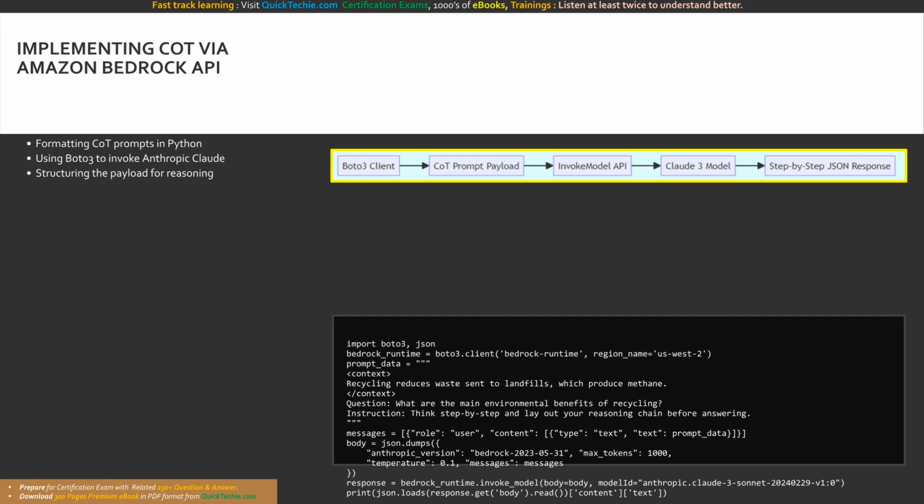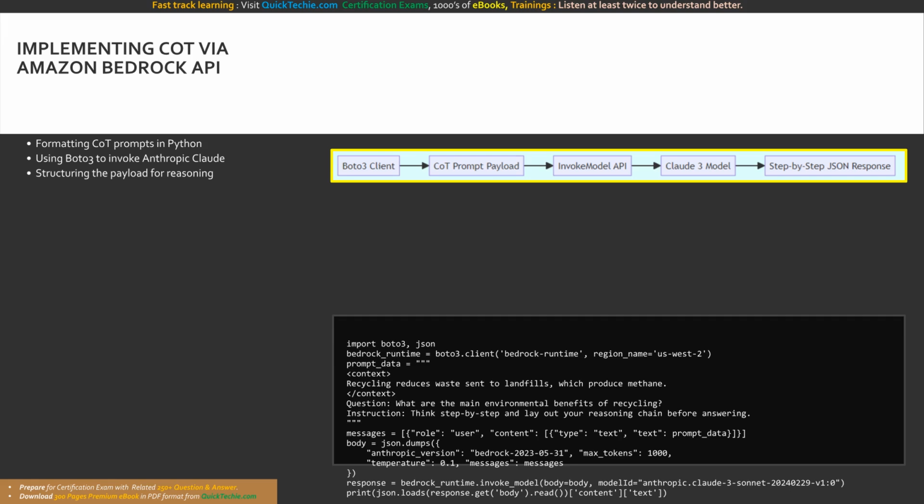It is highly recommended to use XML tags within your prompt to separate the context from the instructions, as Claude is specifically trained to recognize these boundaries. Once the payload is constructed with our inference parameters, like setting a low temperature for analytical tasks, we invoke the Bedrock runtime client. The model will stream back or return a JSON object containing not just the answer, but the entire logical pathway it took to get there.